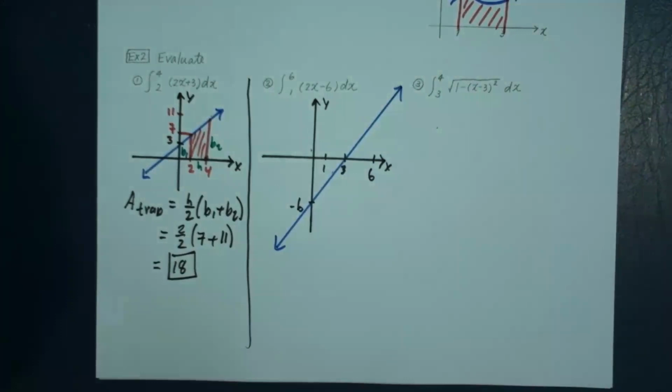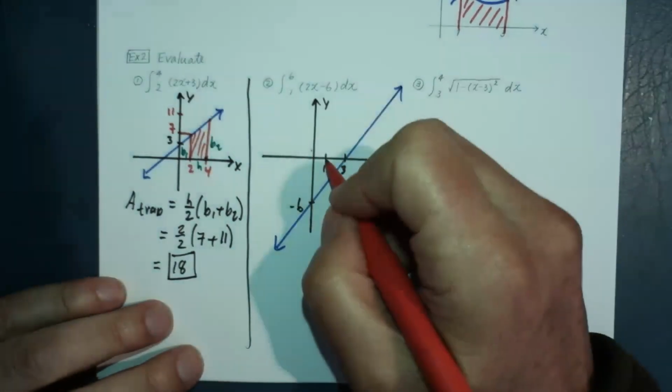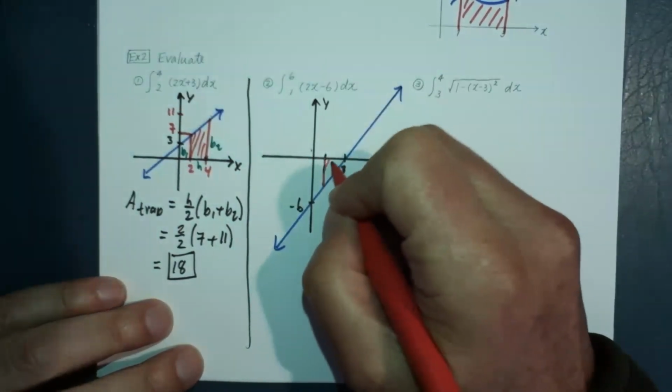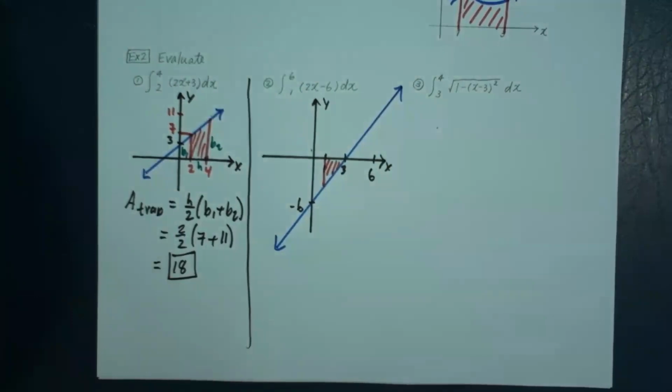And because we're integrating from 1 to 6, we're going to run into an interesting phenomenon here. Down here is negative area. It's below the x-axis. And up here is going to be positive area.